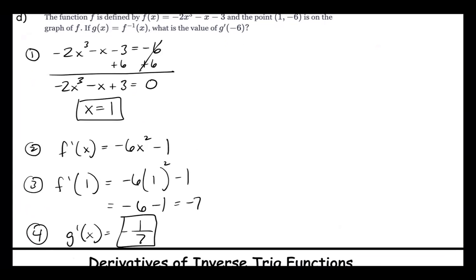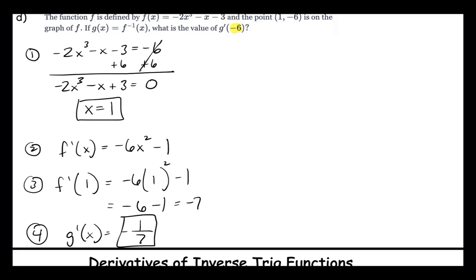This one was an equation, so I could go step 1, 2, 3, 4. I didn't have to use anything else. First step was I set it equal to a, which was -6. Solve for x. This one was a cubic.